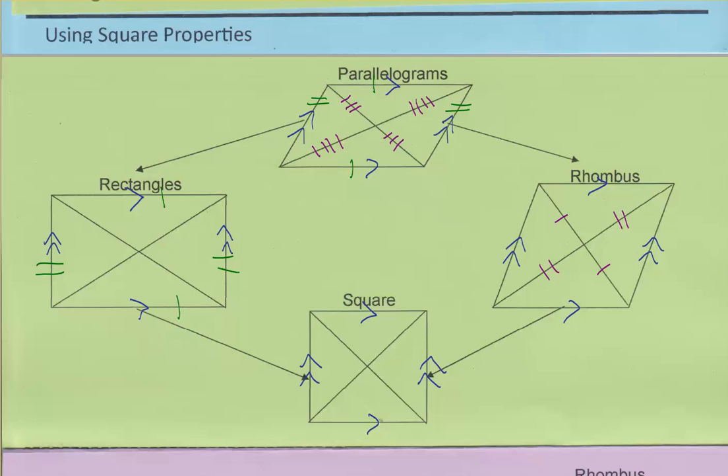And I'm going to wait on rectangles and squares because they have another property with their diagonals. They do bisect each other, but they also have a different property as well.